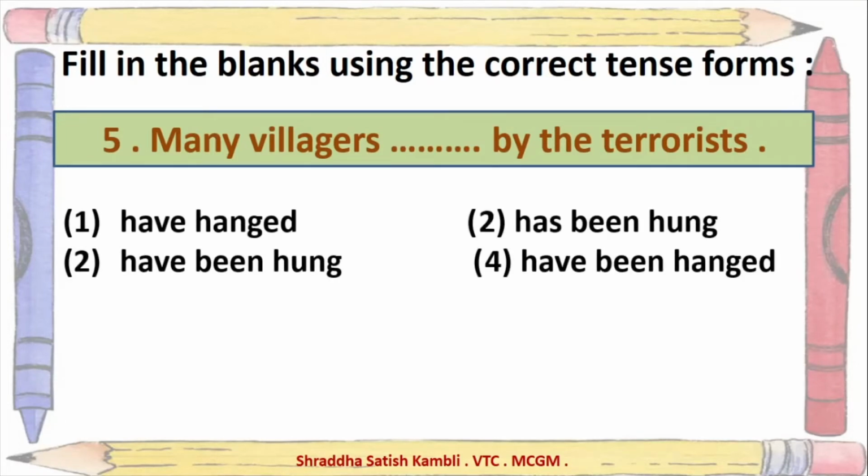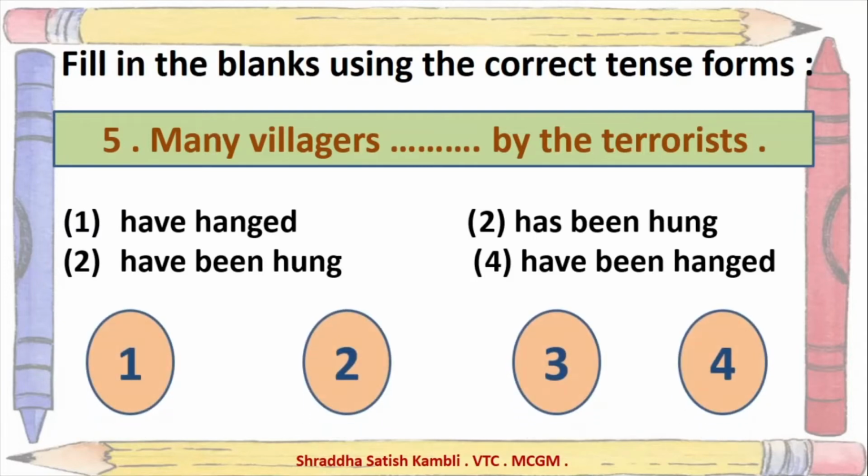Many villagers have hanged by the terrorist. Many villagers has been hung by the terrorists. Many villagers have been hung by the terrorists, or many villagers have been hanged by the terrorists. So let's see which one will be the right answer. Here goes your clock. And the answer is option number 4. Many villagers have been hanged by the terrorists.